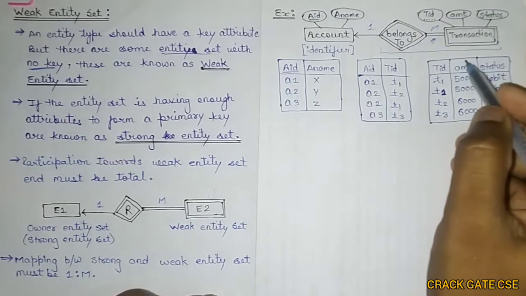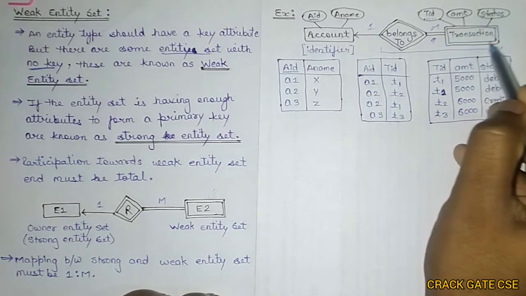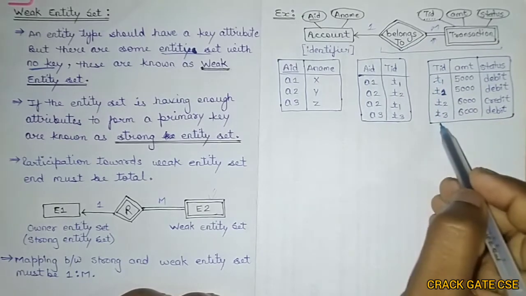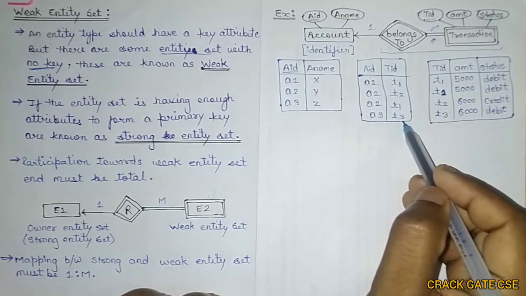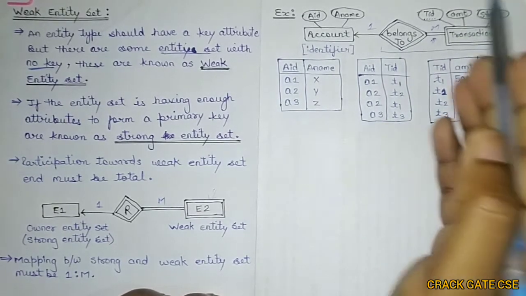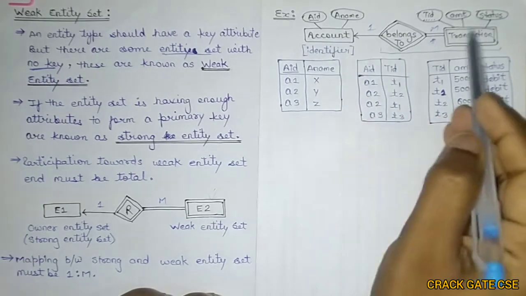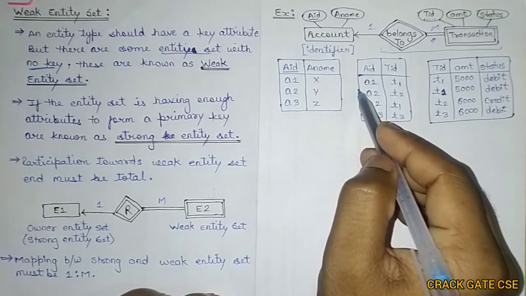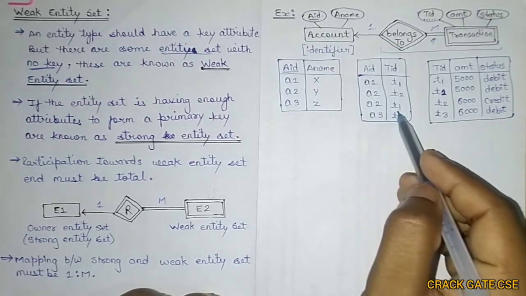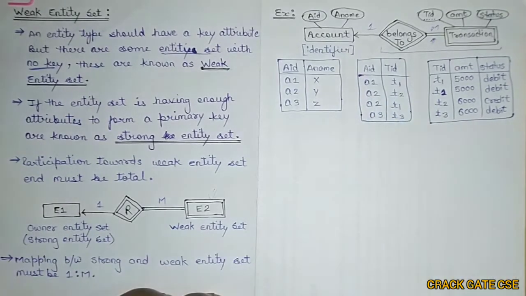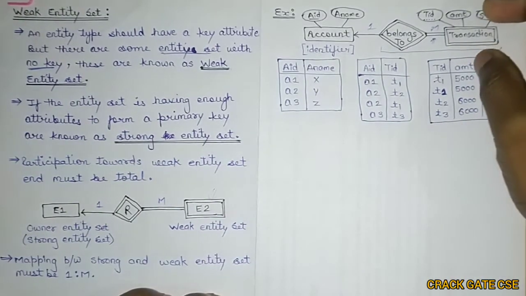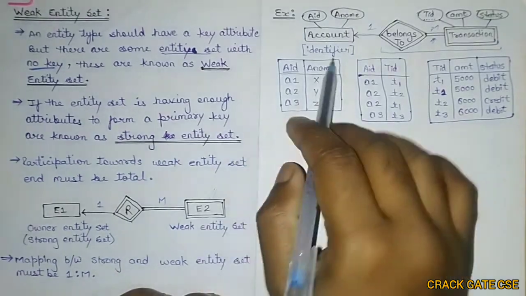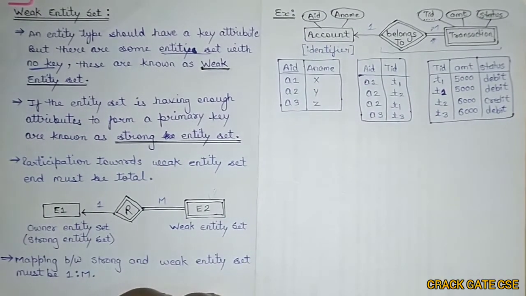So you can see that I told you that every record of this transaction has to be in belongs to. Every record is there in belongs to, and every record can map with at least one account. So you can see that T1 is mapped with A1, T2 is mapped with A2, T1 is mapped to A2, and T3 is mapped to A3. That means each record of this is mapped to at least one record. So you can easily see that.